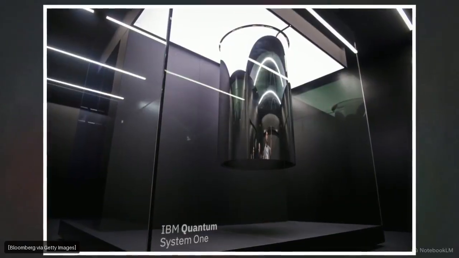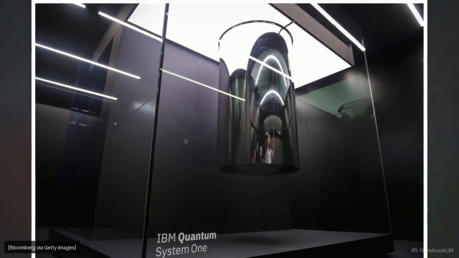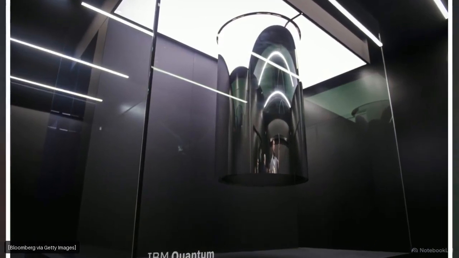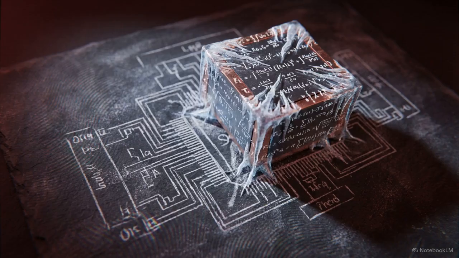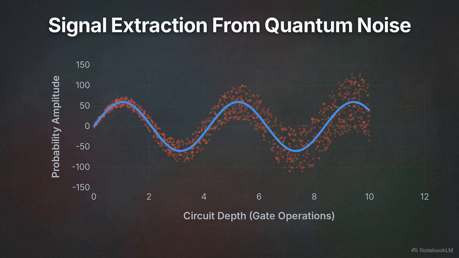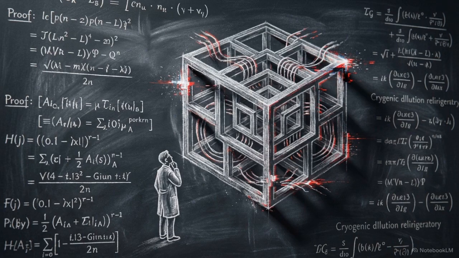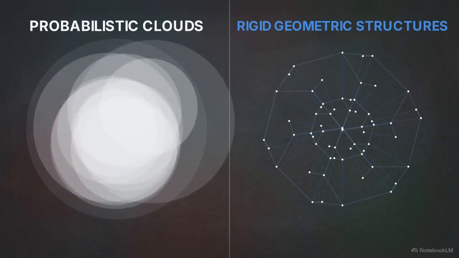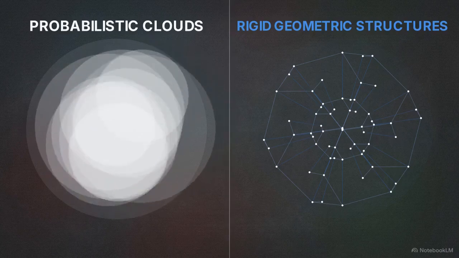To bypass this mathematical wall, the industry transitioned to physical hardware, specifically noisy intermediate-scale quantum, or NISQ, processors. Because these systems rely on cryogenic physical qubits, they are sensitive to thermal decoherence. Executing a calculation requires millions of error-correcting shots just to extract a signal from the compounding gate infidelities. This ongoing struggle to maintain stability suggests that the difficulty of achieving coherence is a symptom of treating quantum states as probabilistic clouds rather than rigid geometric structures.